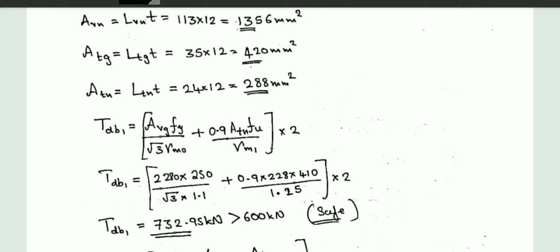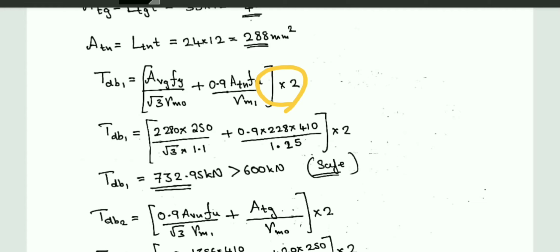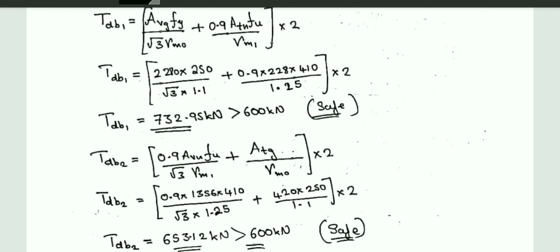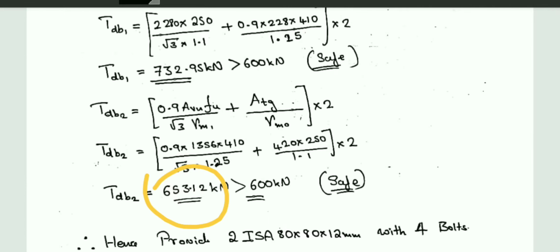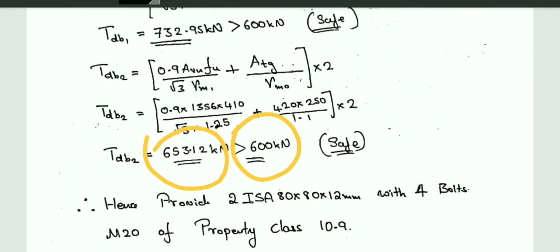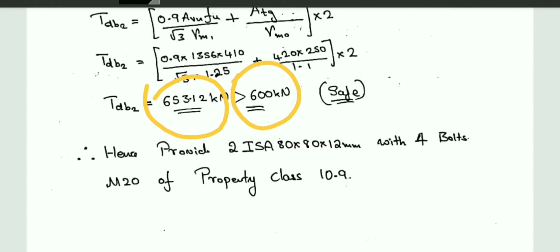Now substitute all the obtained values into the formulas of block shear strength. This is calculated for only one angle, so you need to multiply by 2 to get the value for the two angles. By multiplying, the first one, TDB1, is 732. It is greater than 600 kilonewtons, so it is safe. Then the next one is 653, which is greater than 600 kilonewton, so it is safe. Hence provide ISA 18 to 18 to 12 with 4 bolts, of M20 property class 10.9. So this is the design of a double angle section.